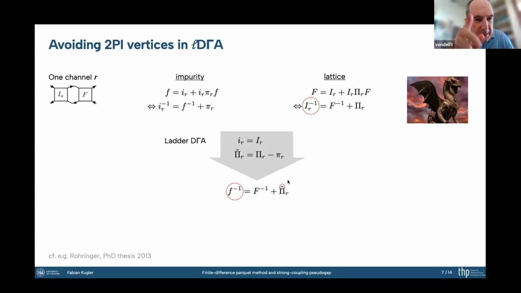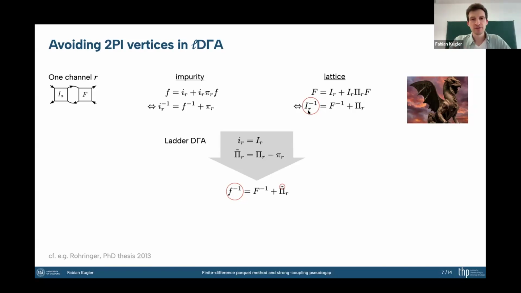But Fabian, if I can ask, why can you equate them? I mean, the one is for an impurity model, the other one is for a lattice model. Yes, we can equate them using the assumption, the approximation of ladder D gamma A. And in ladder D gamma A, even if capital I R lives on the lattice, we assume it's purely local. Okay. Does not depend on momentum.